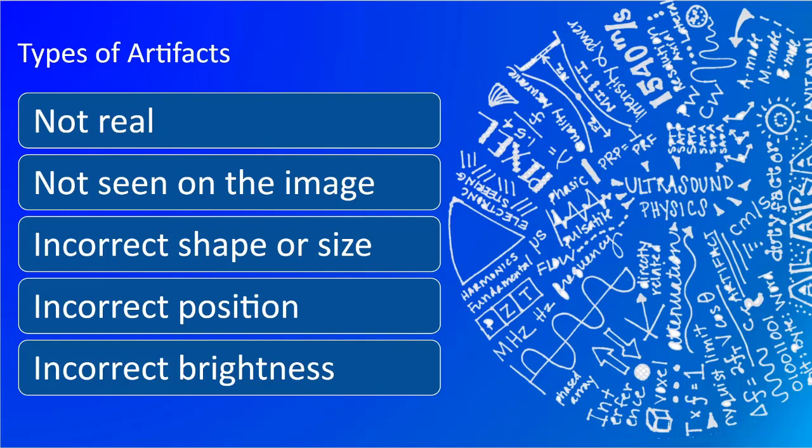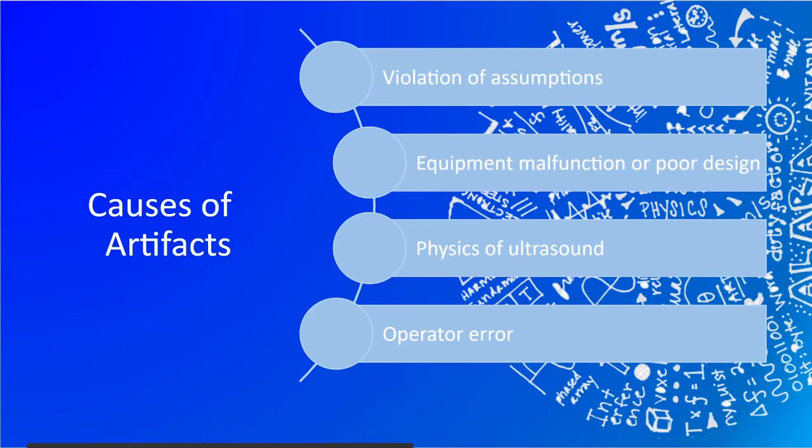An artifact is something that is not real in our picture, or it's something that's not seen in the image that should be. Maybe it's anatomy being displayed as the incorrect shape, size, position, or brightness. So an artifact is something in our image that does not accurately represent the anatomy that is being imaged. The four main causes of artifacts are violation of assumptions, which we're going to go over shortly, equipment malfunction or poor design, just the physics of ultrasound, or operator error.